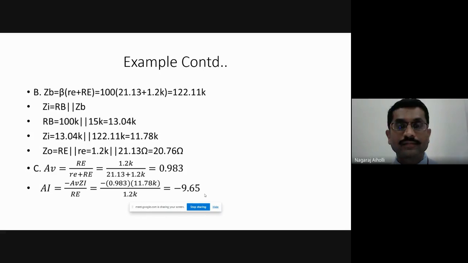No, sir. Okay, fine. Then we will continue in the next class. In the next class, we will start with the common base configuration, and then we'll derive the various performance parameters of the common base configuration, and then we'll discuss one example on that. Okay, that we'll take up in the next class. Thank you.